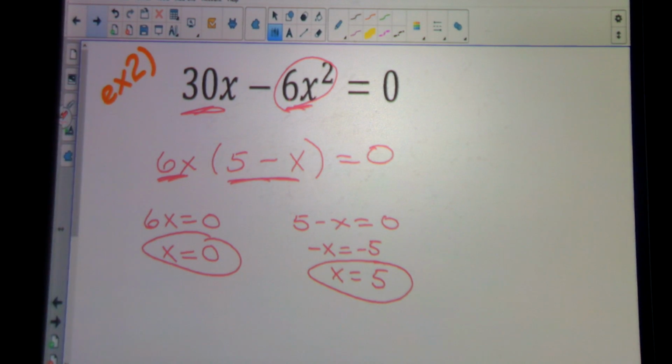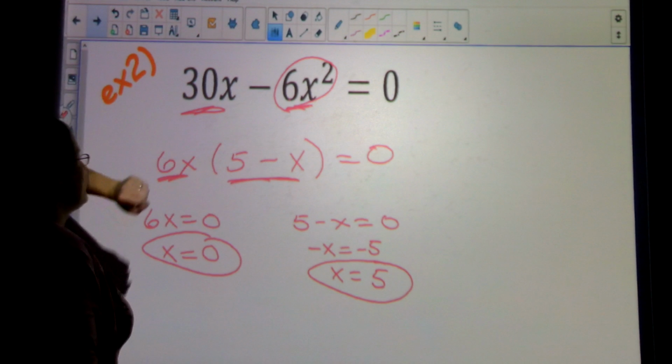I'm not doing a full-blown ABC method yet. I'm just pulling out that GCF. That's really helpful when you only have two terms. It's kind of the quickest way to factor there.